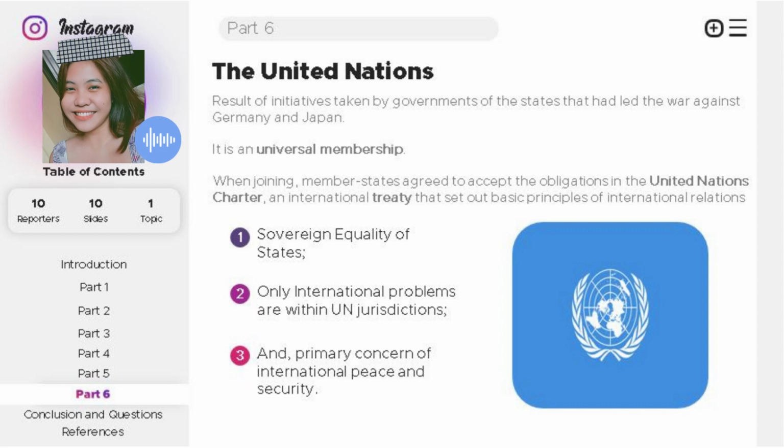First is sovereign equality of states. Second, only international problems are within UN jurisdictions. And last, primary concern of international peace and security.